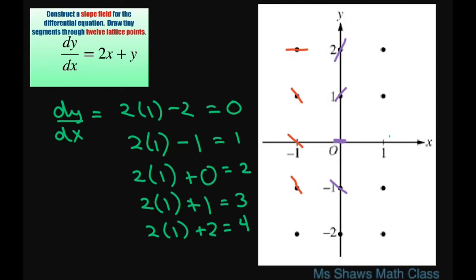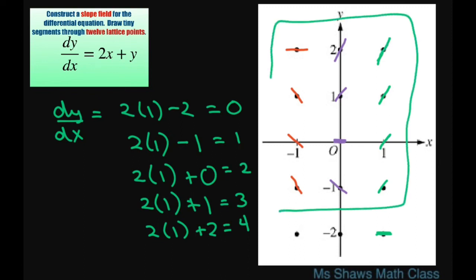So let's look at this. This is going to be flat here. We're going to have a slope of 1. Get steeper, and steeper, and steeper. Make this a little steeper. And if you just look at this, this is your 12 lattice points, or you could add the ones we did here. And that's it.